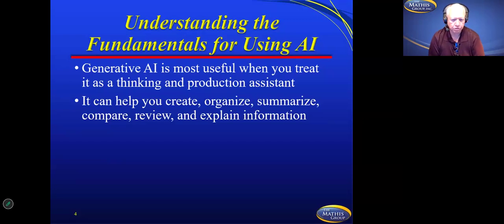So, understanding the fundamentals. Generative AI is the most useful when you treat it as a thinking and production assistant. The idea that it's just going to make a decision for us, some of that will happen down the line, as people create better organized chatbots or smarter chatbots. But what we're talking about today is mainly AI as an assistant. You want to understand, did I cover all the topics that I needed? Did I do all the risks that I needed? And this is going to generate some of it for you. It will help you create, organize, summarize, compare, review, explain, any of those kinds of components. It gives it to you in a matter of seconds, as many of you already know.